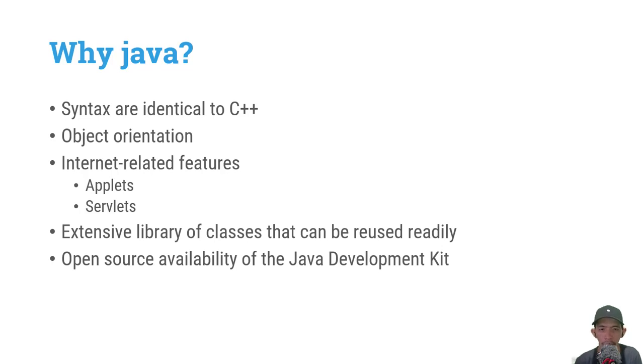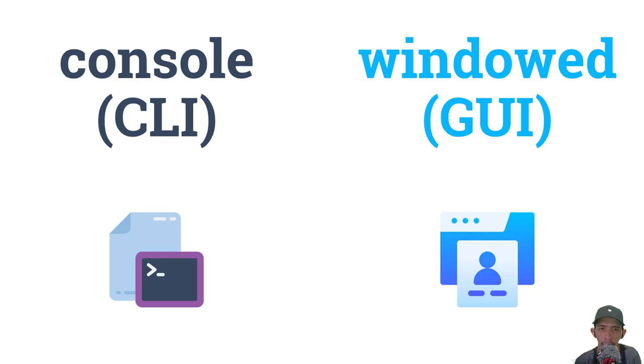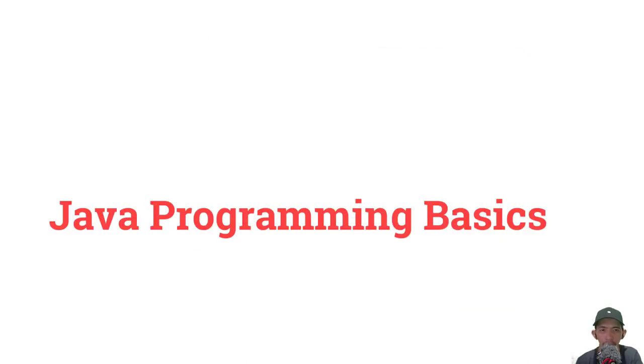Java also has two types of application. Ito yung tinatawag natin na console or yung CLI, command line interface, or yung windowed or yung graphical user interface. In general, programming, hindi lang naman sa Java, it is like solving puzzles. May mga tasks tayo na dapat i-perform. And ganun din yung computer, like input, process, output.